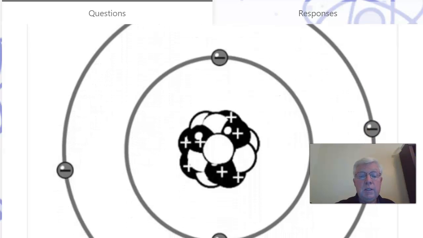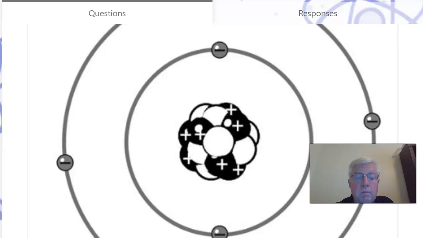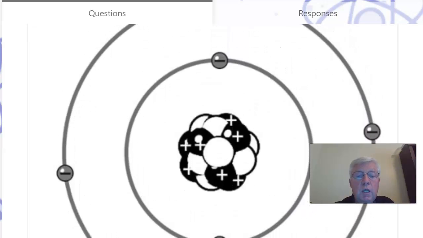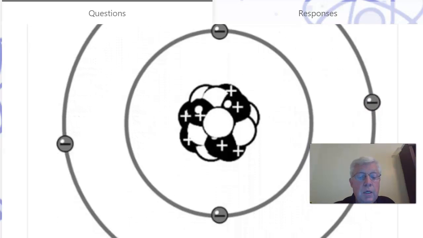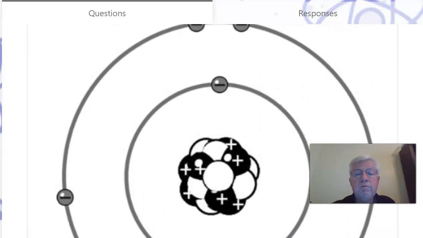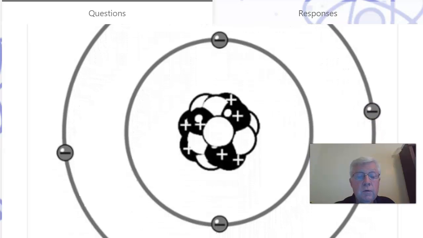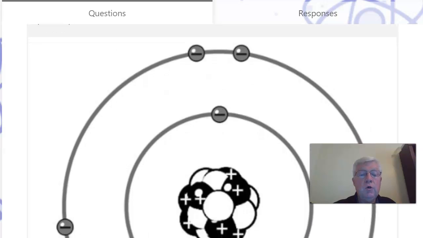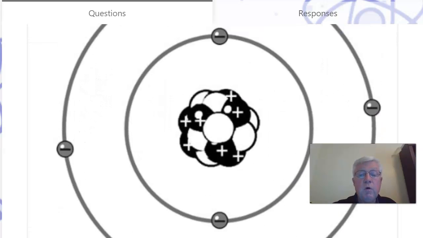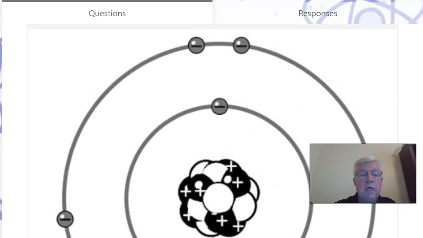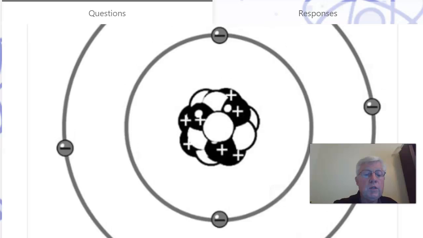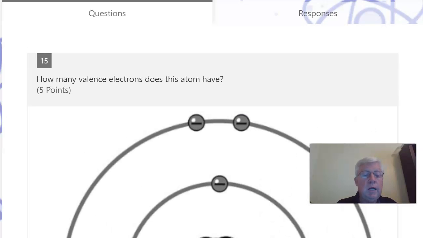So this is the nucleus of an atom plus the electrons. There are 2 electrons in the first shell, and there's 1, 2, 3, 4, 5. There's got to be more than that. Oh no, there's 2 on the inside. I got it. 2, and then 1, 2, 3, 4, 5 on the outside. So there's 7 protons and there's 7 electrons. Okay? And the question is, how many valence electrons does this atom have?